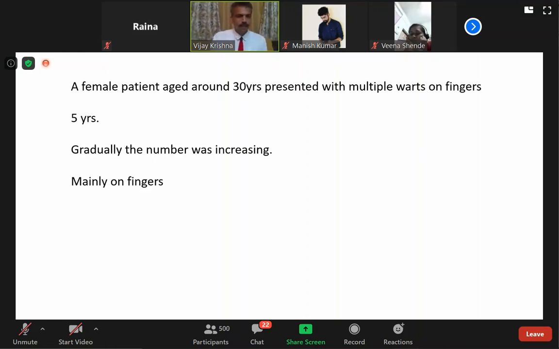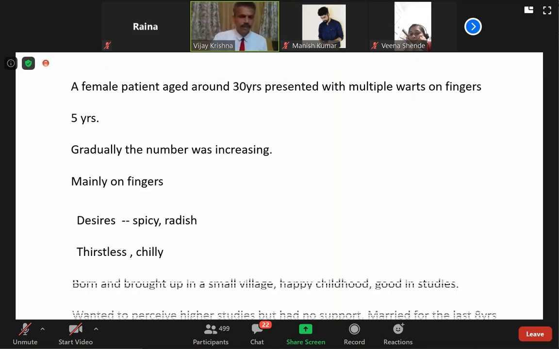So the number increased, and in the personal history, she had desires for radish and spicy things, a chili patient. In short, about her life space investigation: born and brought up in a small village, happy childhood. She was very good in studies.